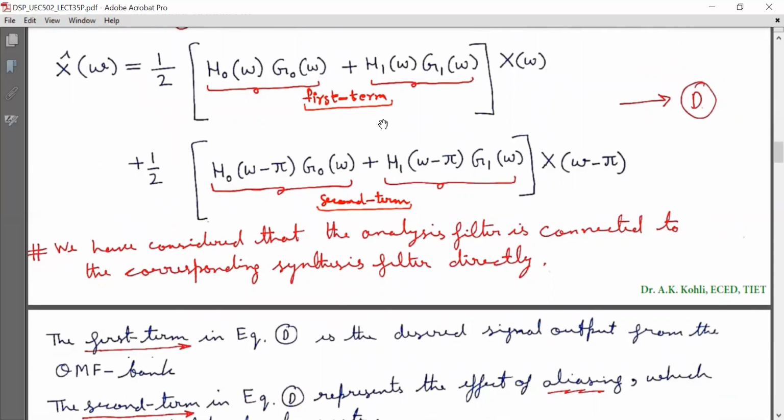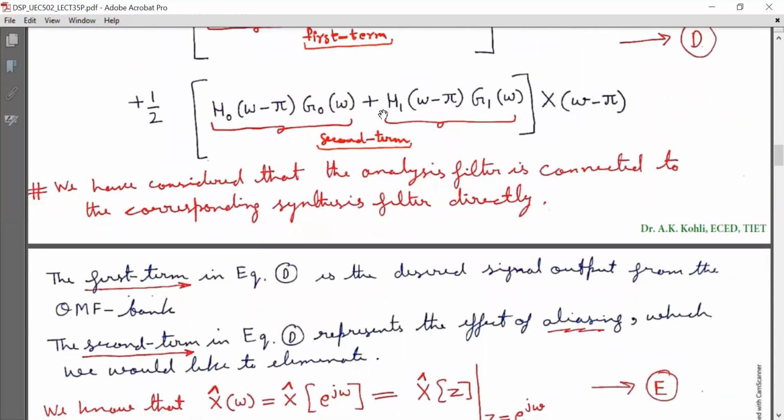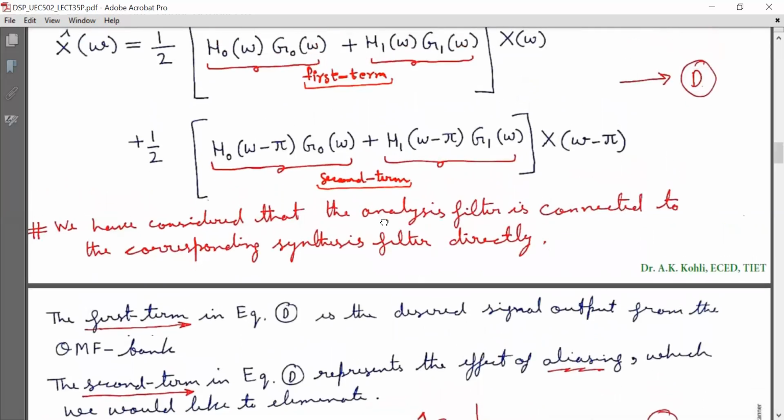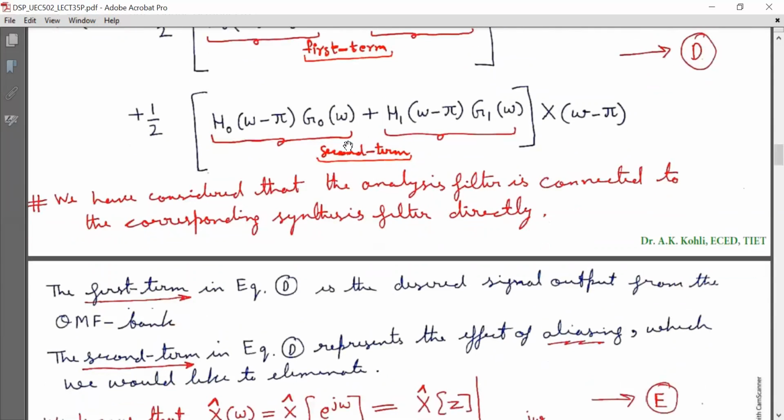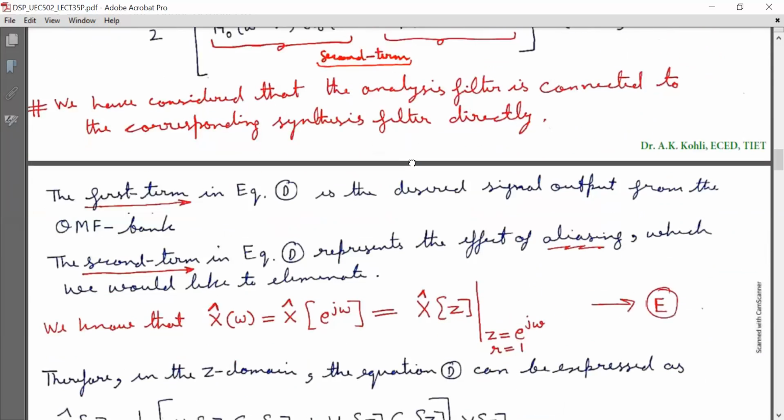The first term in equation D is the desired signal output from the QMF bank. And the second term in equation D represents the effect of aliasing, which we would like to eliminate. So this is the desired signal output from the QMF bank. This is the effect of aliasing, which we would like to eliminate.